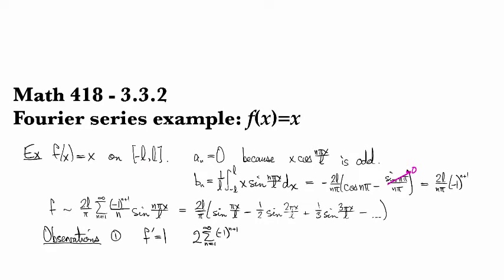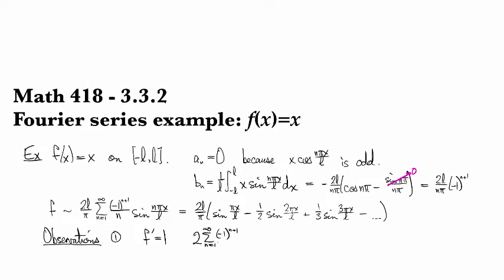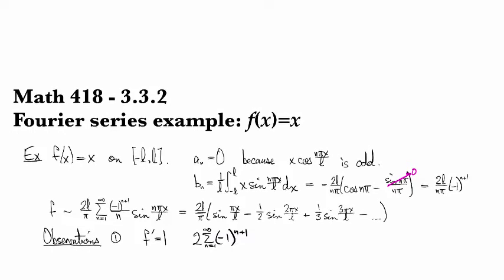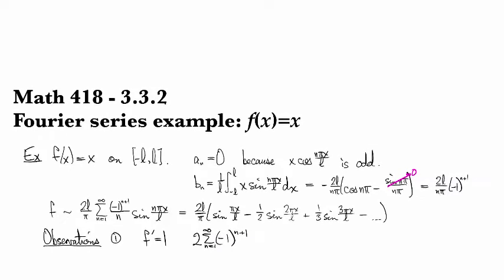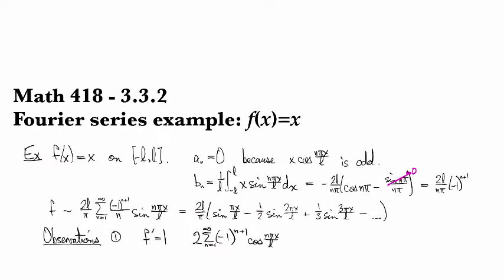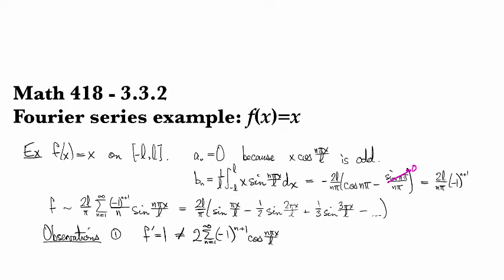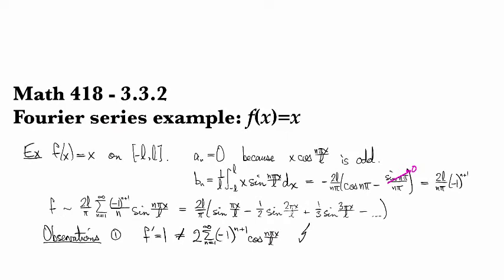Oh, hold on. Sorry. We're not over n anymore. We just have that guy on the ground. All right. Cosine n pi x over L. And that series on the right-hand side doesn't converge to anything, much less 1. So differentiating term by term fails.